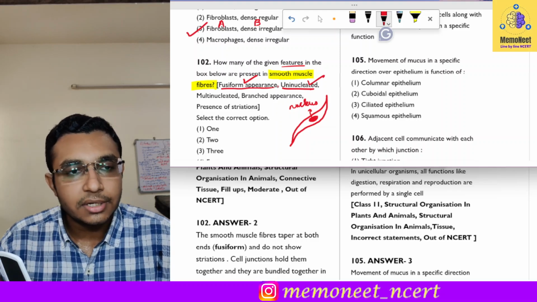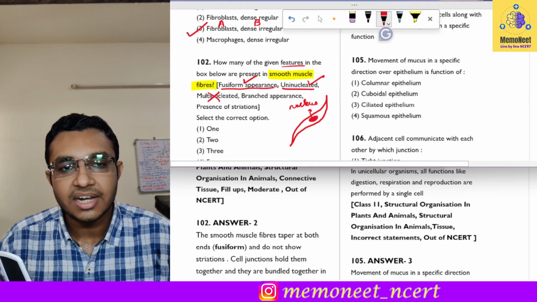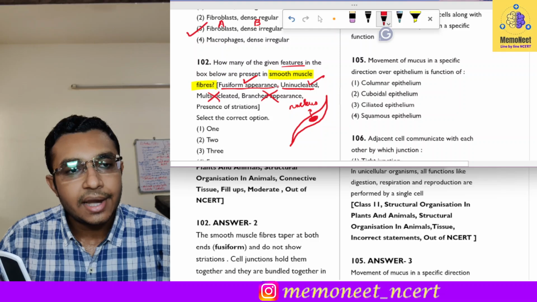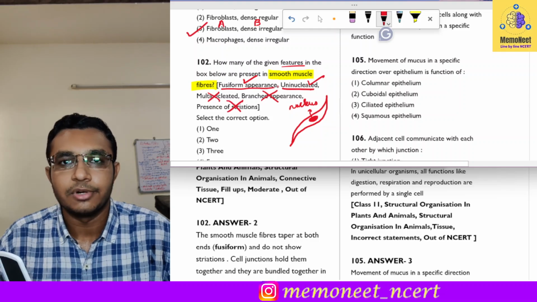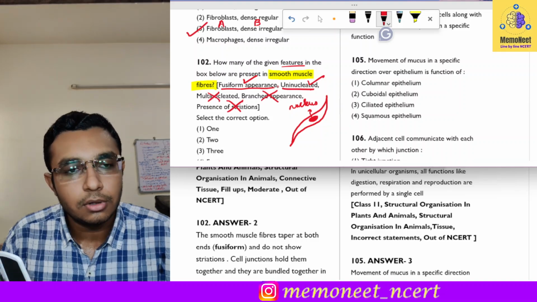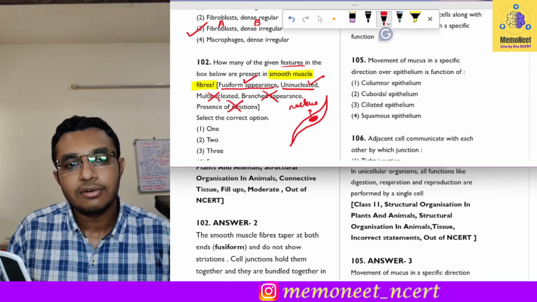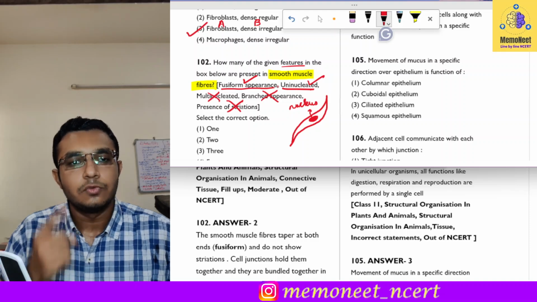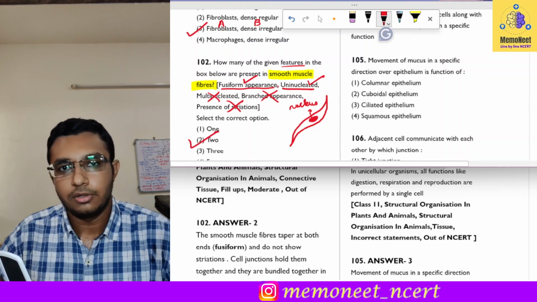The third is multinucleated. So no, smooth muscle fibers are not multinucleated. Then fourth is branched appearance. So smooth muscle fibers also don't have branched appearance. And presence of striations. Now striations are absent in smooth muscle fibers, but they are present in skeletal muscles and the cardiac muscles. So it will not be true for smooth muscle fibers. So among the 5 properties, how many are true for smooth muscle fibers? Yes, there are 2 properties, that is fusiform appearance and uninucleated. So the correct answer of this question is option 2.